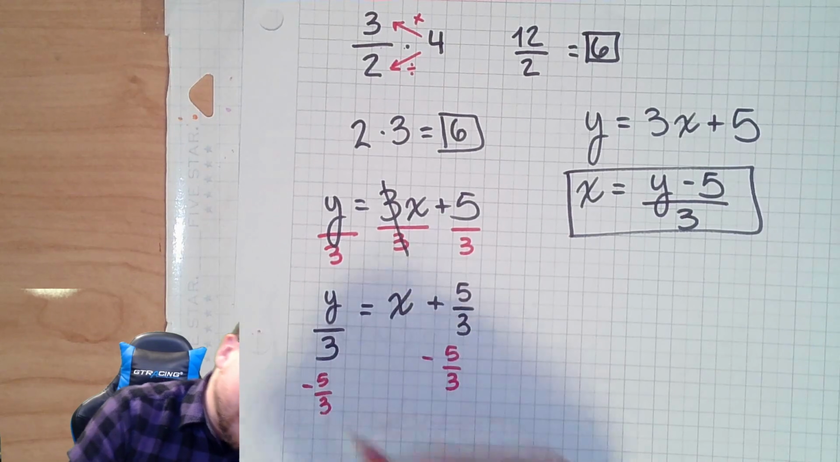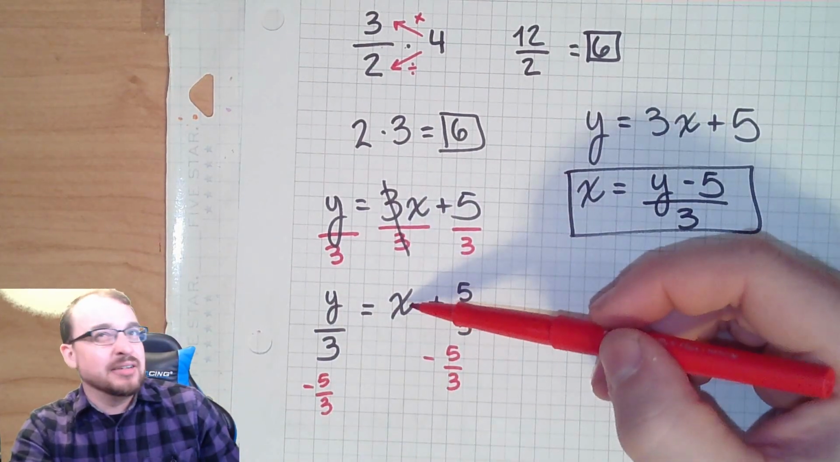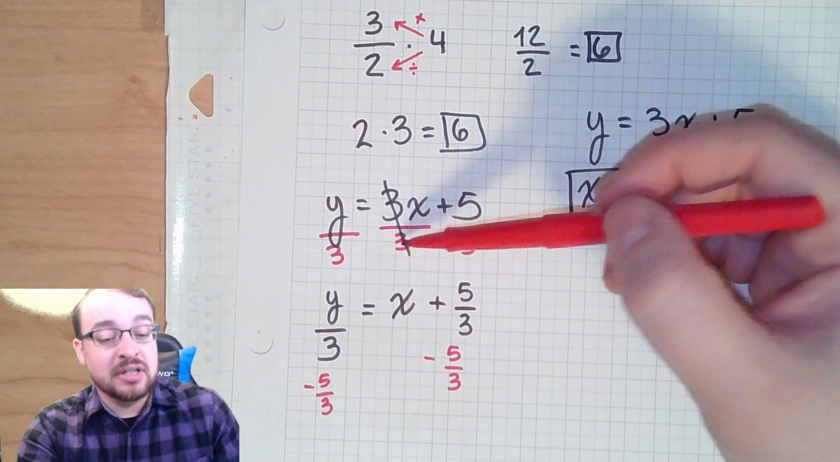Then, of course, when we subtract, we just do it to both sides. Notice I'm not subtracting it from the x. Like when we divided, we did it to everything, right?